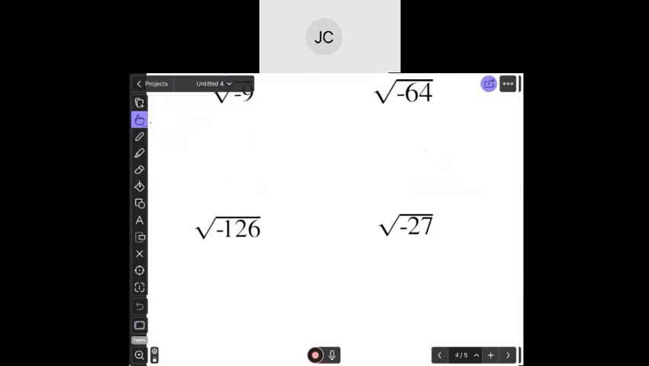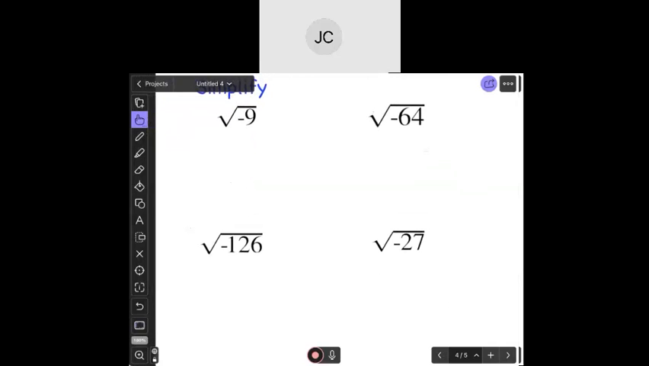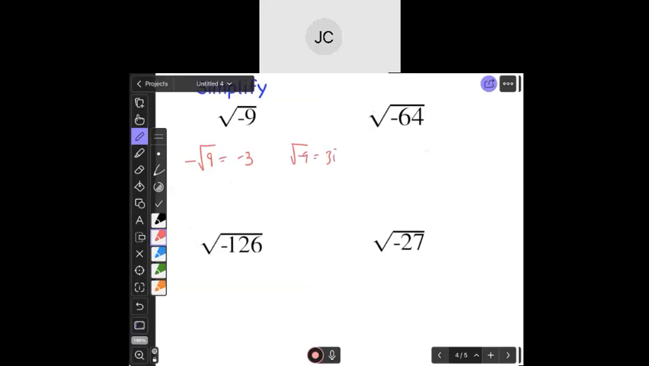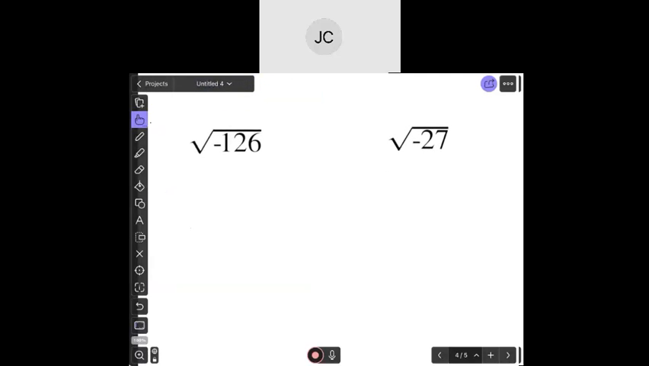When it's just the square root of a negative, it's not a negative square root. We did that earlier. Negative square root of 9 equals negative 3. Square root of negative 9 equals 3i. There's a difference, so pay attention to that. If you know the answer, it's easy to do. When we don't know it, this is why we have the sock method.